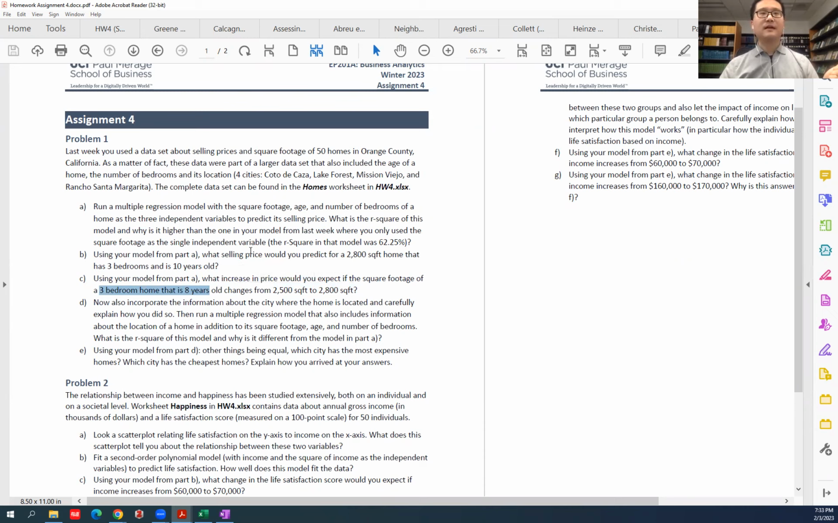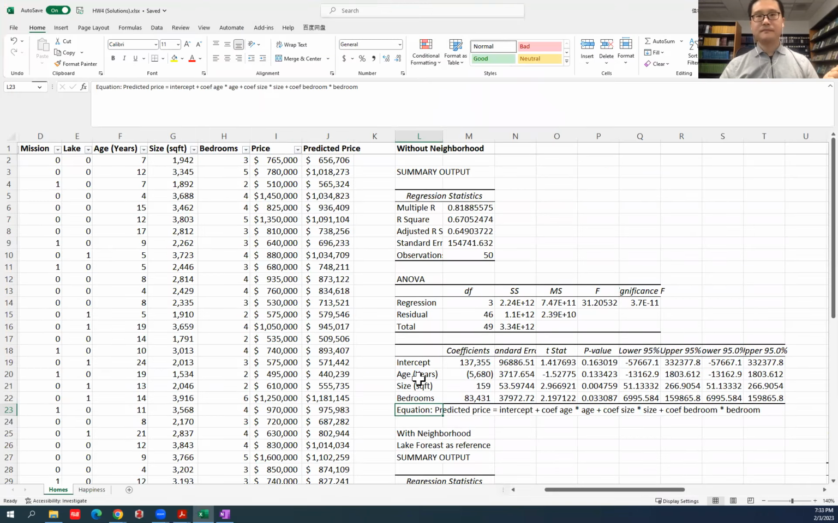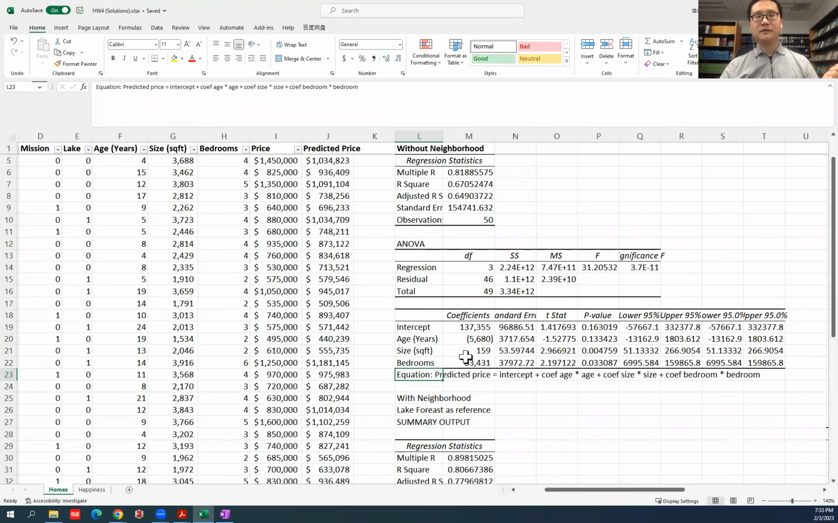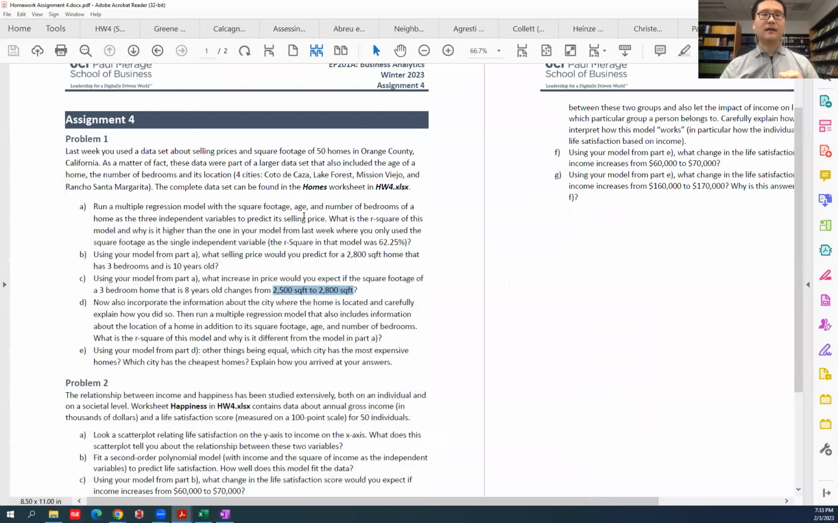So that means if the square footage increased by 300, we simply need to multiply 300 by this coefficient to see how much the house price would be expected to increase when this happens. Any questions in this part?